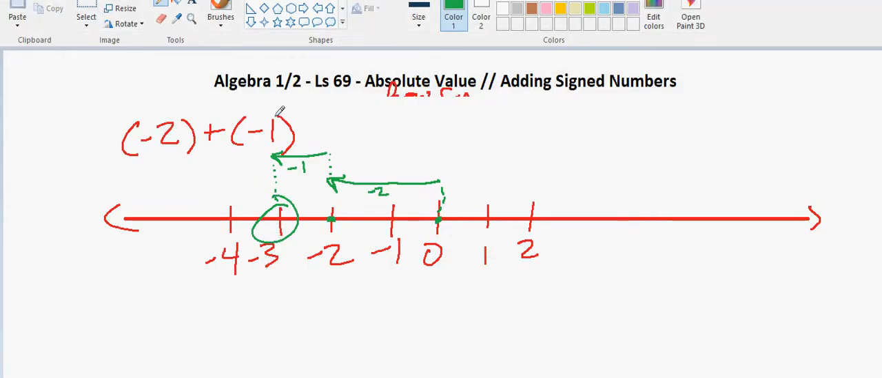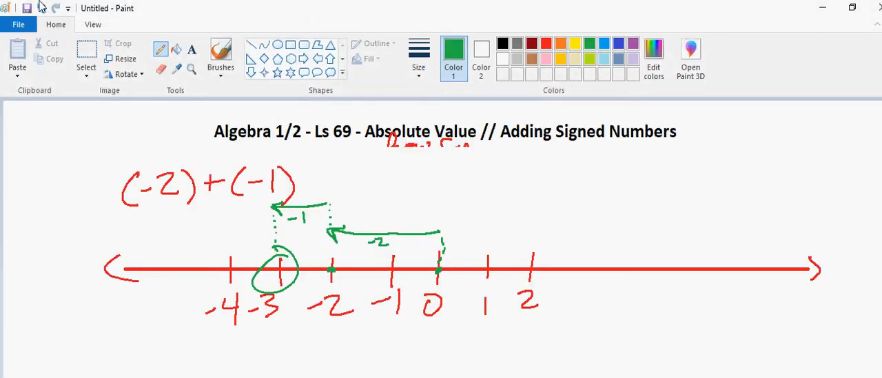Now, you could probably do -2 minus 1 in your head, but this helps to show it. And then it'll keep us from ever making the mistake. It proves you know how to do this kind of thing. What if it asked us -2 plus 4?